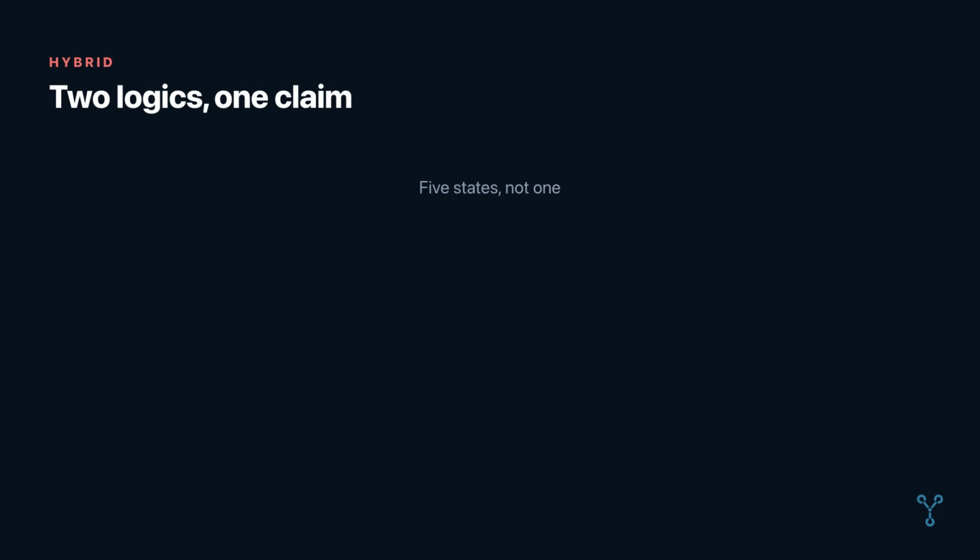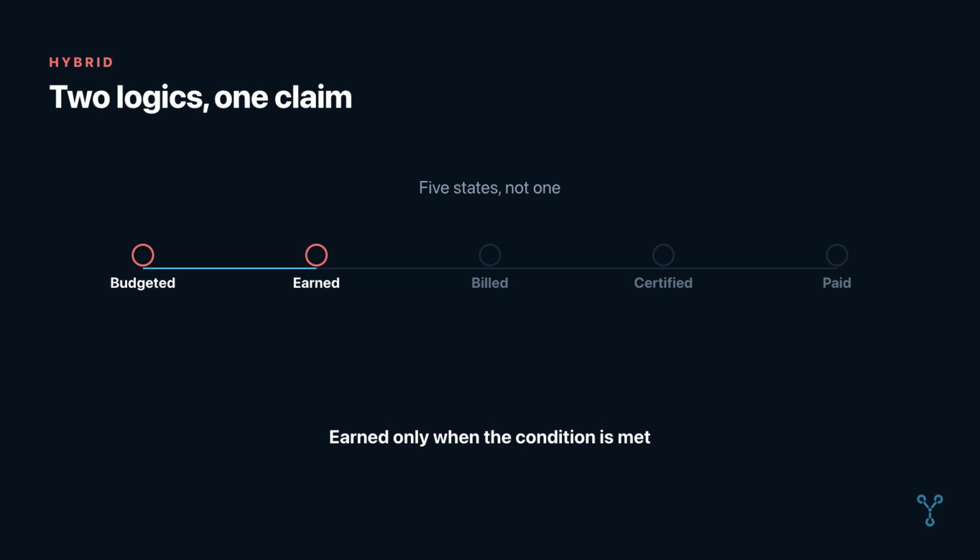Now make the difference between budgeted, earned, billed, certified, and paid visible. A budget is not automatically revenue. Work becomes earned only when it meets the contract's payment condition. A valid claim becomes billed when you submit it. Certification or verification may unlock payment, but it is not cash. Payment is cash received and reconciled in your records.